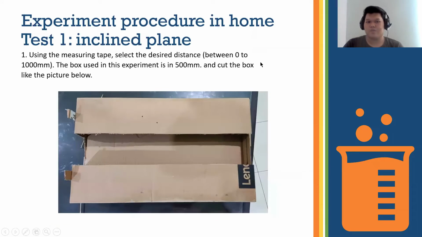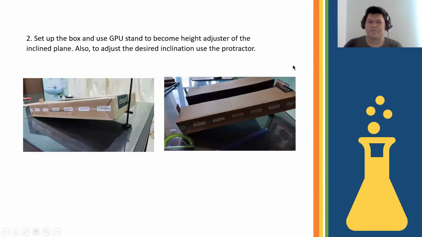Okay, for the experiment procedure at home, we choose test one, inclined plane. First step, we use the measuring tape and select the desired distance. The board used in this experiment is 500 mm, and we cut the board like the picture below. Then the second step is to set up the box and use the GPU stand as a height adjuster of the inclined plane. Also, to adjust the desired inclination, use the protractor.